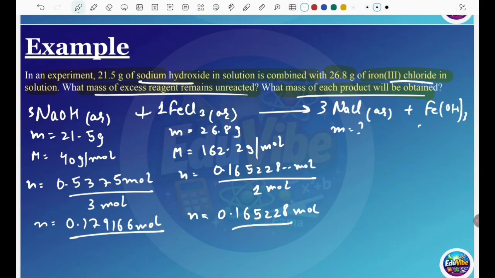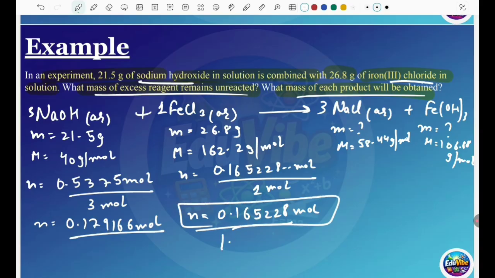Basically, you have to find the mass for both products, the mass of the NaCl and also the mass of the Fe(OH)3. The molar mass for NaCl is 58.44 grams per mole, and for Fe(OH)3 you get 106.88 grams per mole. So what's the limiting reagent from both? This one: FeCl3 is your limiting reagent, and the second one is your excess reagent.